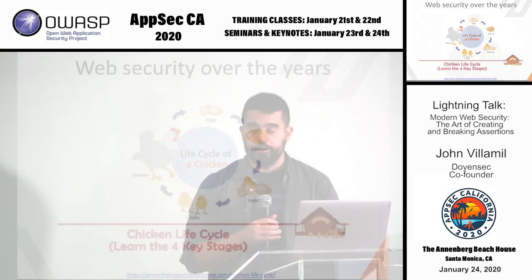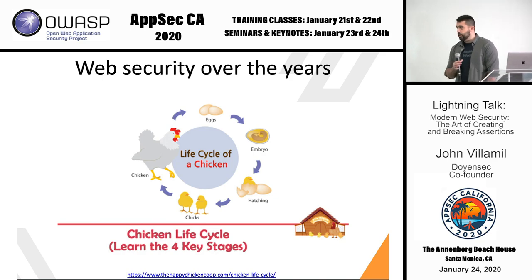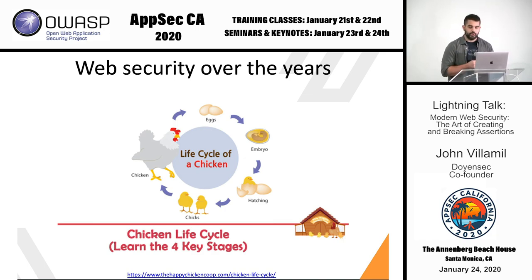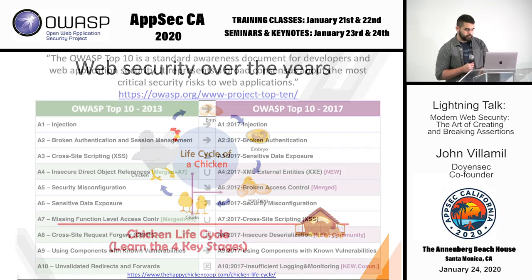I know for sure it's not the chicken phase. You know, web security has not reached its final form yet. There's still new techniques coming out, new vuln classes. PortSwigger is always releasing cool stuff. The HTTP smuggling is really awesome. So it hasn't reached its final form yet, of course.